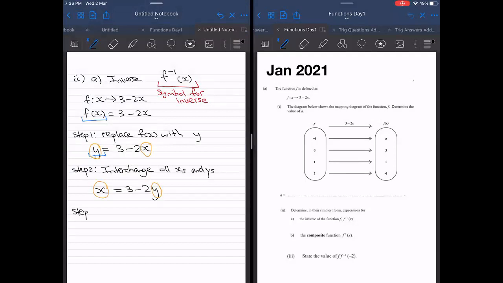Step 3 is the hard part. So guys, even if you're going to your exam, if you are able to put step 1 and 2, you're already gaining some marks. Again, step 1, simply replace f of x with y. Step 2, everywhere you see y, you're gonna put x, and everywhere you see x, you put y. So you interchange them.